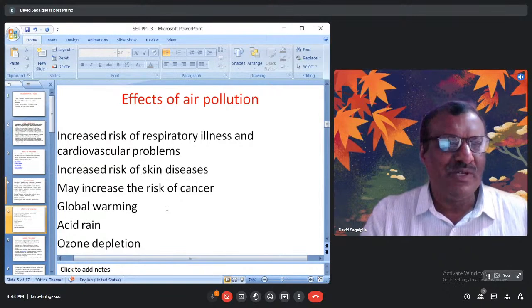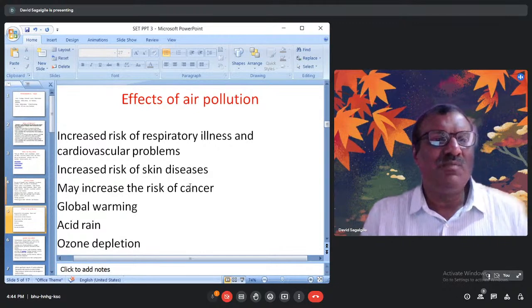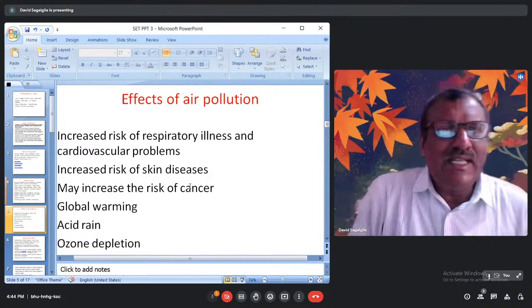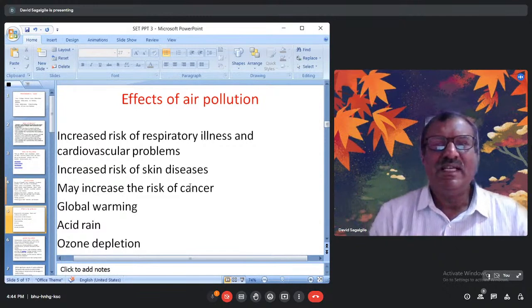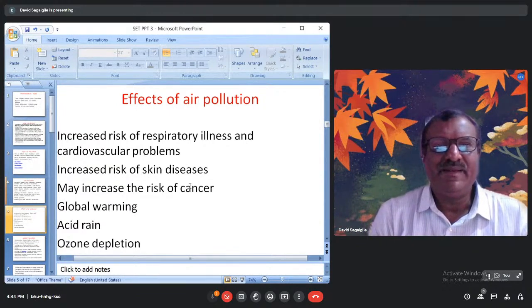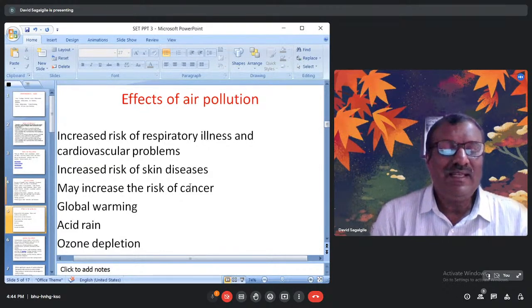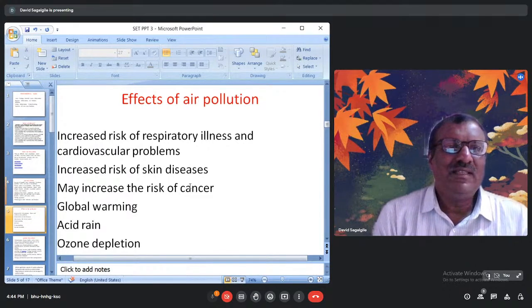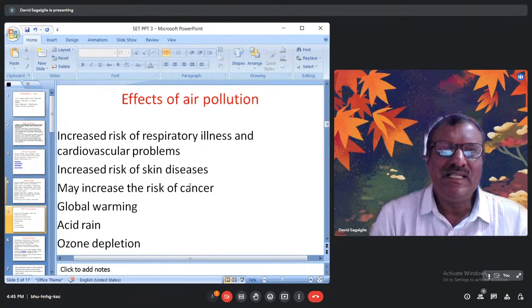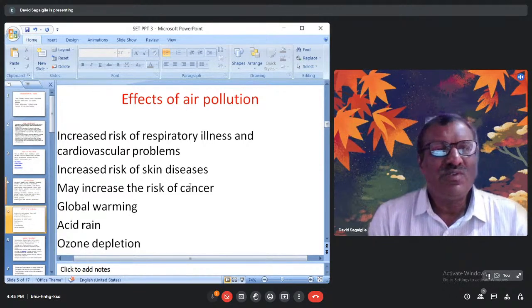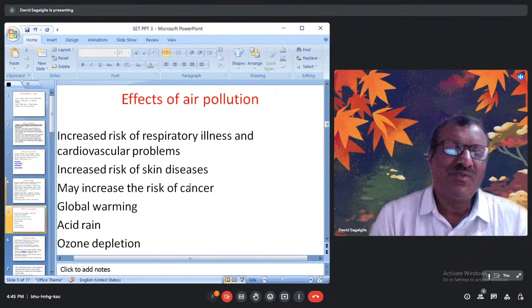Then the effects of air pollution: increased risk of respiratory illness and cardiovascular problems. The more we see that the air is polluted, that means we cannot breathe fresh air. And because we cannot breathe fresh air, and because we are inhaling poisonous gases, this leads to respiratory illness like asthma, allergies, sneezing, cold and cough, and also cardiovascular problems. It also causes heart diseases and heart problems.